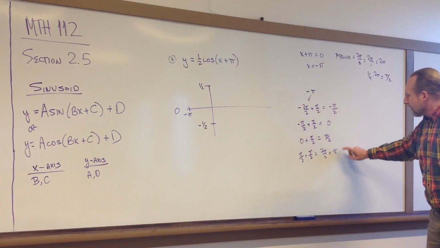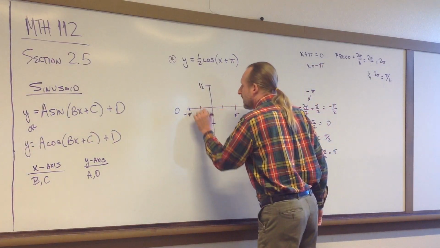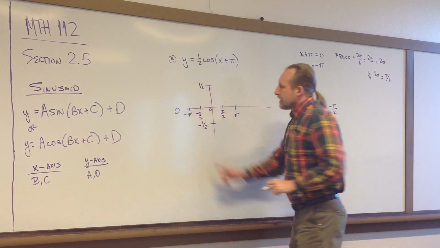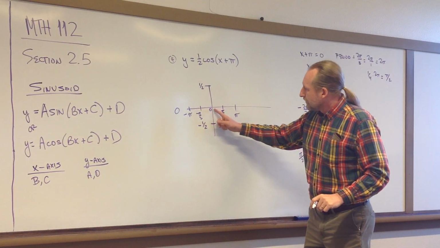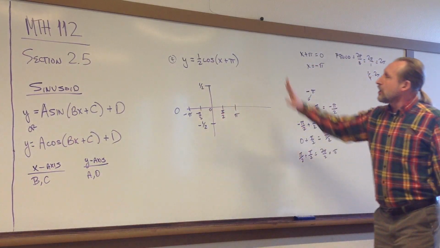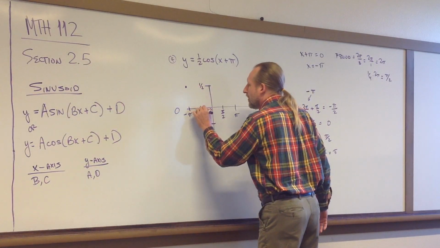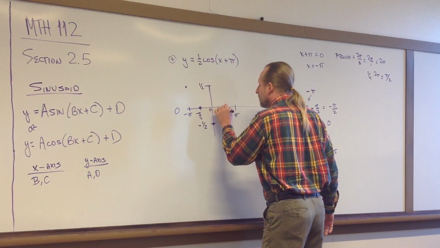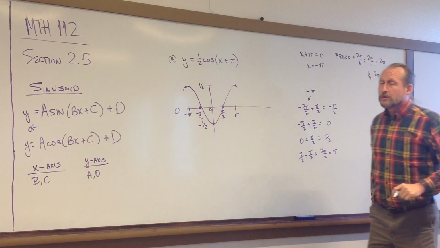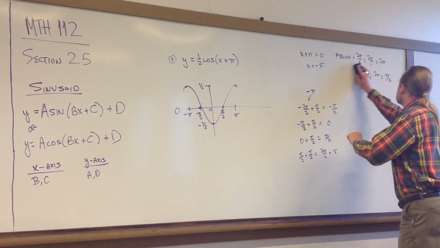1, 2, 3, 4, 5. There's the ending point at positive pi. There are the other critical values: -pi over 2, 0, pi over 2, and positive pi. All right, so this is a cosine function. It's a positive cosine function, so it starts at the maximum, 0, minimum, 0, and maximum. And that graph will look something like that. Okay, let's keep moving with these.